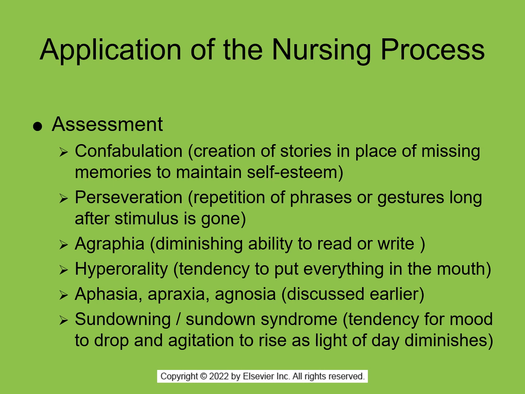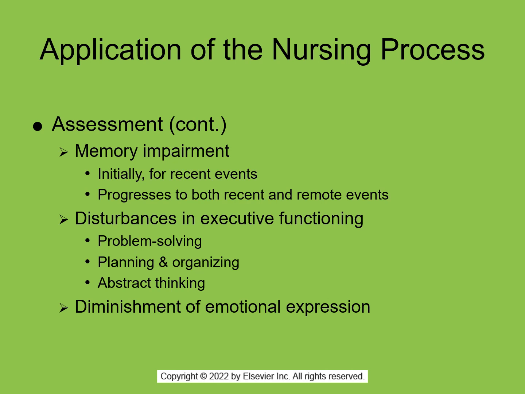Then in sundown syndrome, there is a tendency for mood to drop or agitation to rise as the light of the day diminishes. So, late in the afternoon, at sundown, they may have those symptoms. Again, we're assessing their memory and any disturbance in their executive function. Can they problem solve? Can they plan? Can they organize? Are they abstract thinkers?